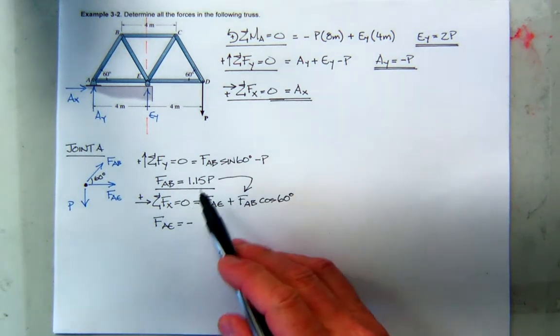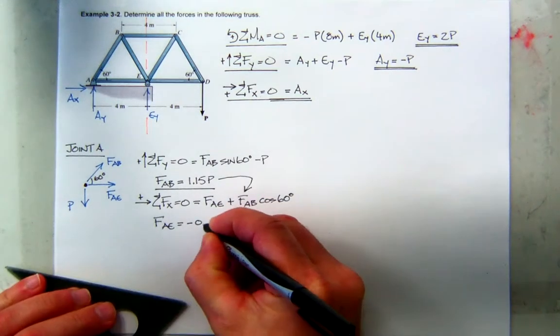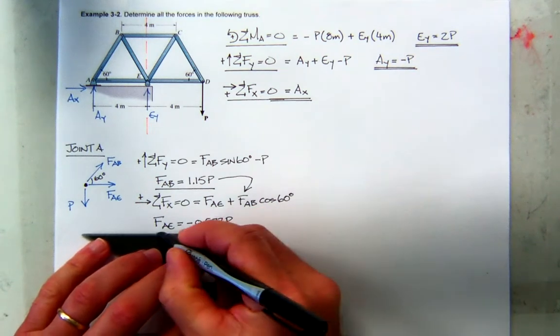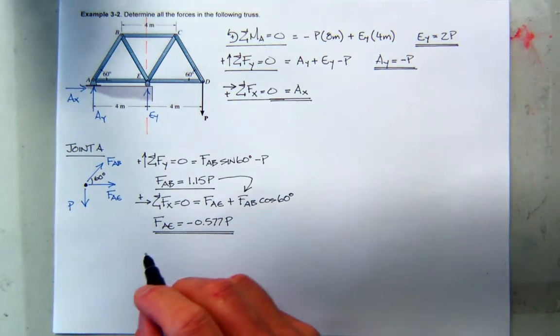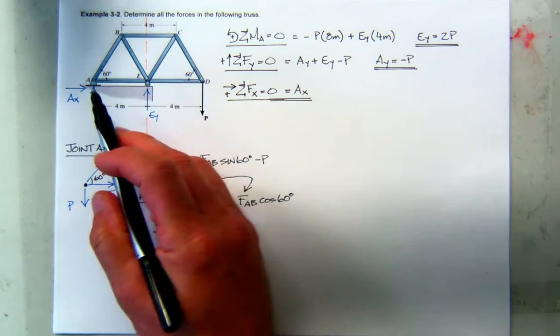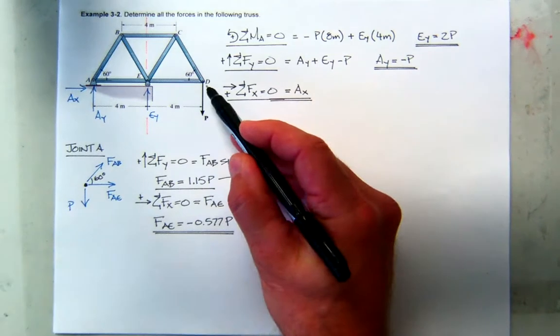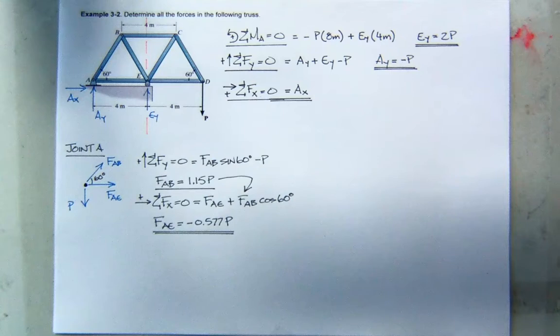So take 1.15, multiply it by the cosine of 60. What do you get? 0.577. Anybody else get that? Yes? So that'd be 0.577P. And that one is in compression. We talked about that too. As you pull down on both sides, probably both these bottom chord members will try to move in and down. So it'll compress that whole bottom edge. So that makes sense too.